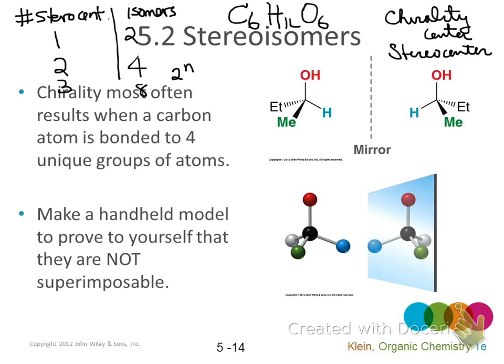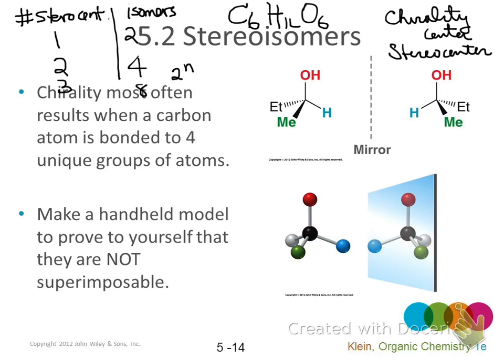What do you think I'm going to do? The mirror image. I'm going to switch two groups. To get the mirror image, rather than drawing it as the mirror image, I'm just going to put H here and Cl here. That is the mirror image. I didn't draw it as the mirror image, but it's the non-superimposable mirror image of that.